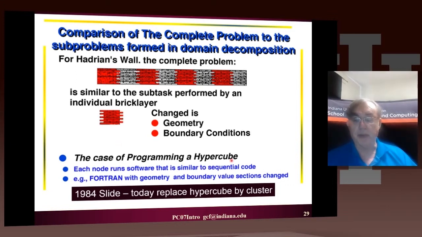So if we compare that with programming here, it says Hypercube, but we need to replace that by general cluster. This particular slide was written in 1984, pretty old. So the equivalent statement is the single program multiple data idea. Every node runs software that's similar to the sequential code, such as was written in those days. It was usually written in Fortran. Even nowadays, several of these codes are written in Fortran. And we change the geometry in the boundary value sections.